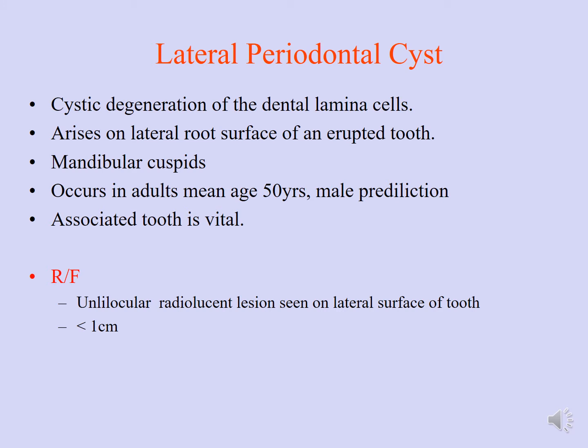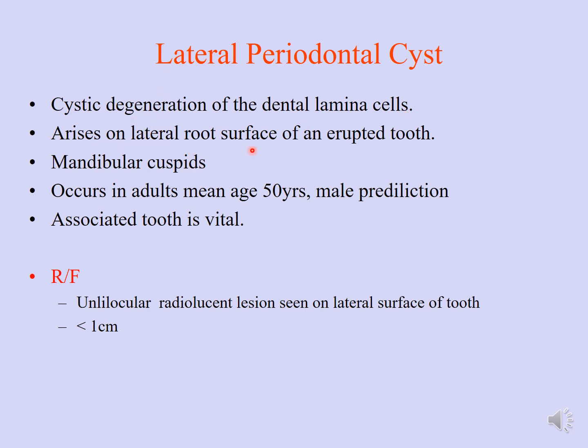Okay, so in the last two lectures we have discussed the classification of cysts. We discussed in detail odontogenic keratocyst and dentigerous cyst, right? So let's move on and see a couple of other cysts that are of importance to you as an undergraduate dental student. Next on the list is lateral periodontal cyst. This is a developmental cyst.